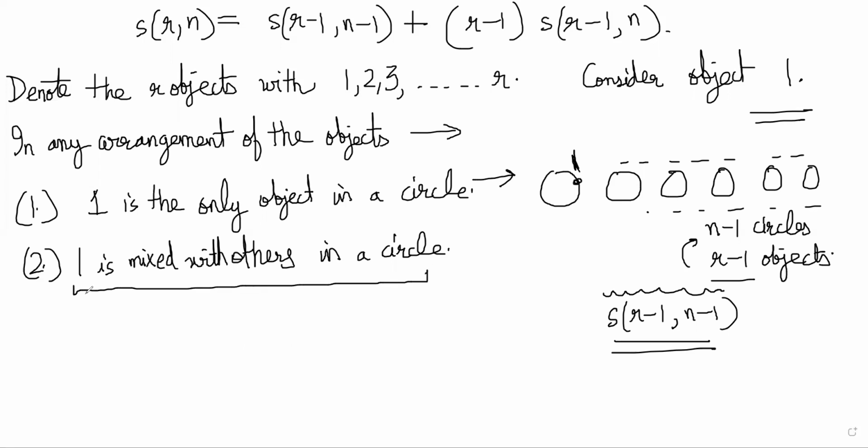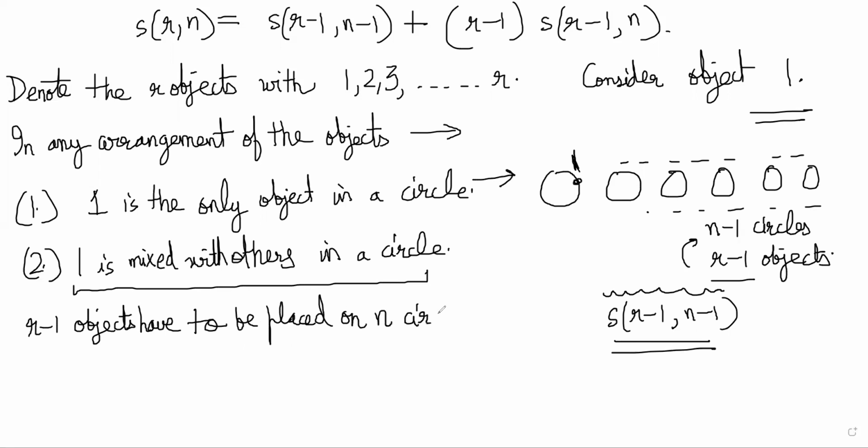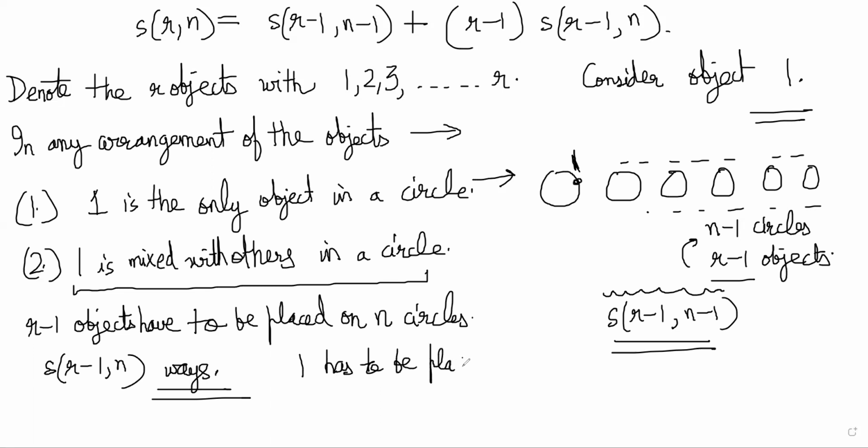In case 2, basically 1 is mixed with other objects in a circle, right? So think about it. The R minus 1 objects have to be placed on n circles. The total number of circles was n. So this can be done in S of R minus 1 comma n ways, because that is the definition of our Stirling numbers. And now 1 has to be placed on some of these circles.